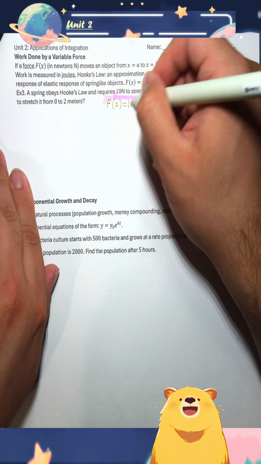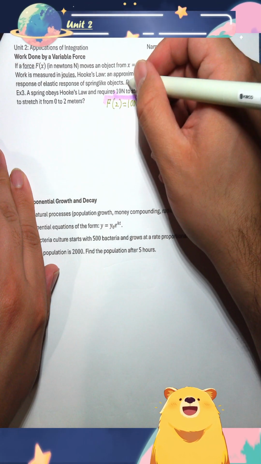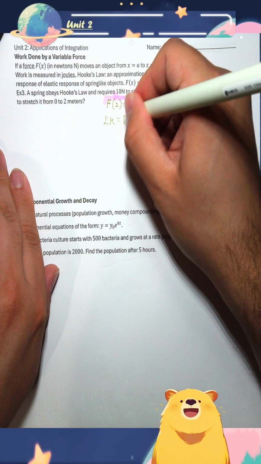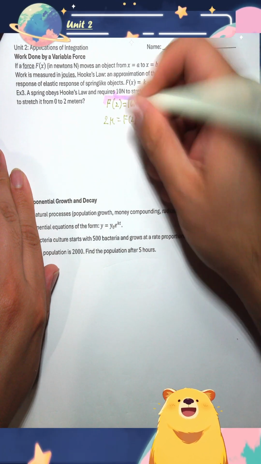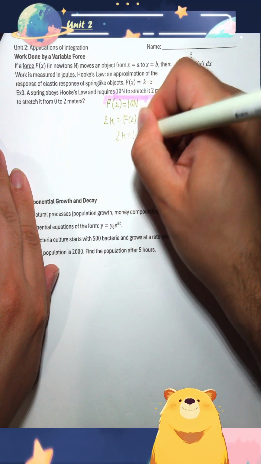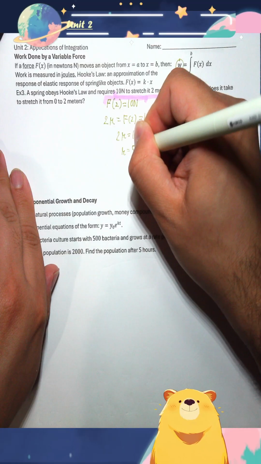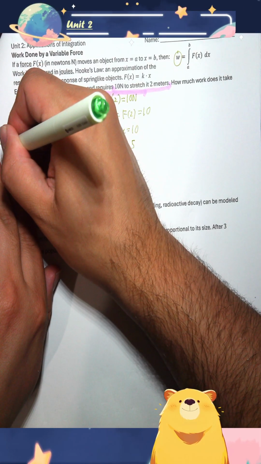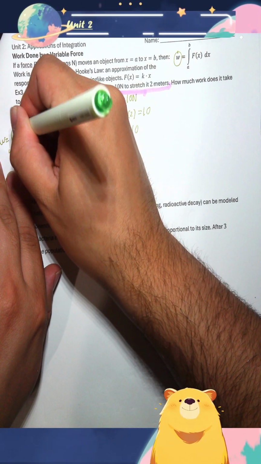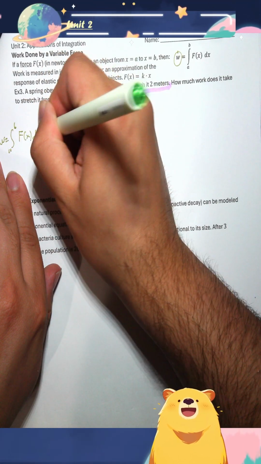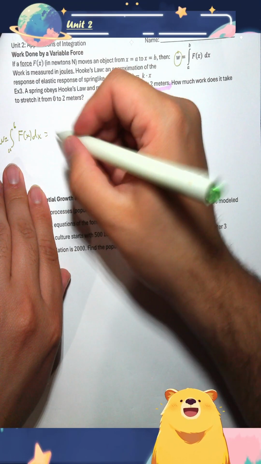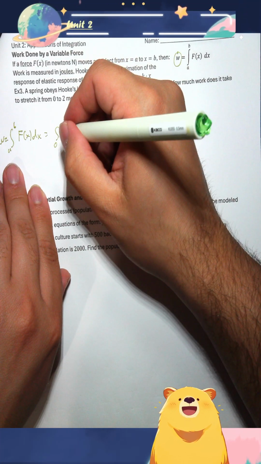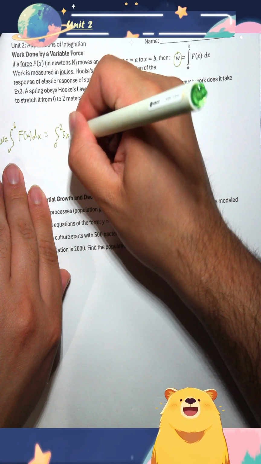We know that f of 2 is equal to 10. And we know that technically f of 2 in this general format is just 2k. So 2k is equal to f of 2, and f of 2 is equal to 10. So we could just solve for k by writing it like this. And we can see here that k is just 5. Now we can do the integral from a to b of that f of x dx. It says we moved it from 0 to 2, so the integral will be from 0 to 2. And then we can define f of x as 5x dx.